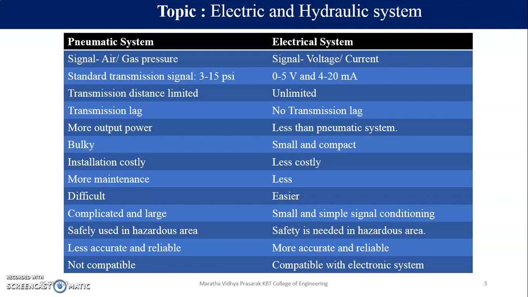So the first part is signal. Signal in pneumatic is air or gas, and in electrical we have voltage or current. That is very well known to all. Let's discuss the second point, that is standard transmission signal. Now what do you mean by standard transmission signal and why is it that important?